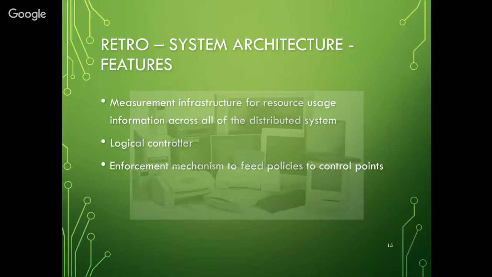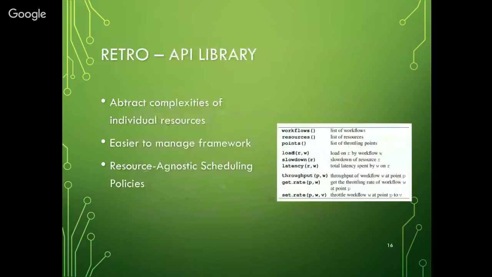So a big plus, in my opinion, is this API library for Retro. The advantages of having an API library here is to abstract the complexities of individual resources. Also, it's easier to manage the framework overall. Also, it has a resource agnostic scheduling policies approach. So what is agnostic in this context? It really means that it refers to the ability of a resource to work with various systems rather than being customized for a single system, which means that there's room for more flexibility from a resource perspective.